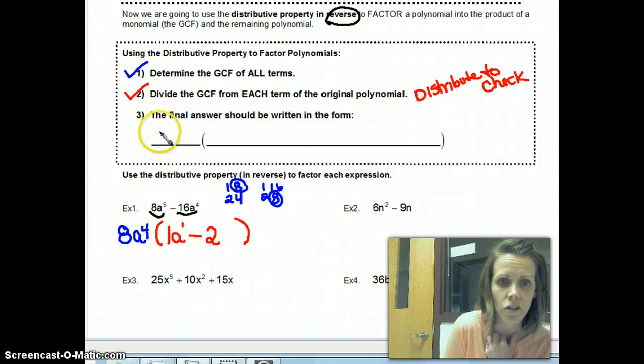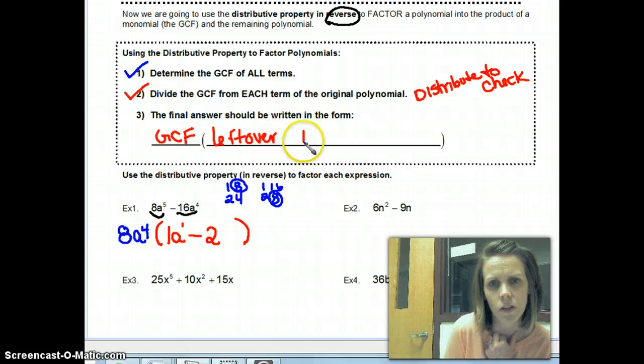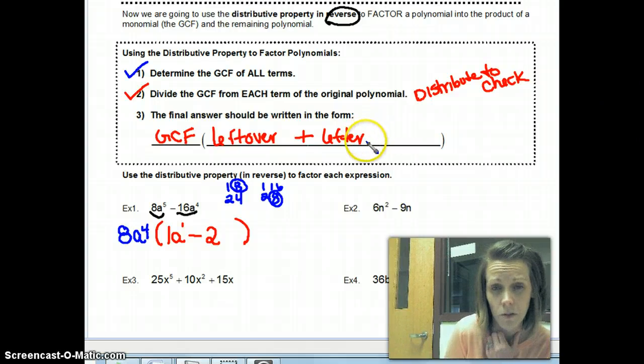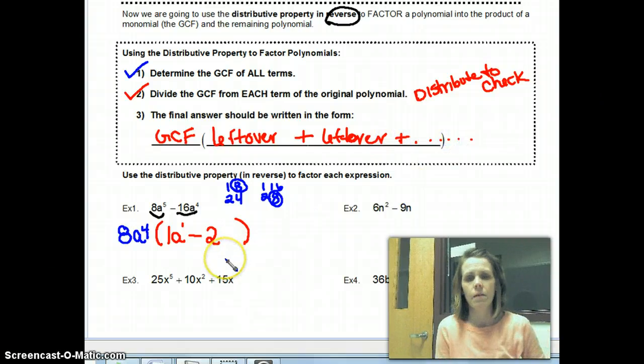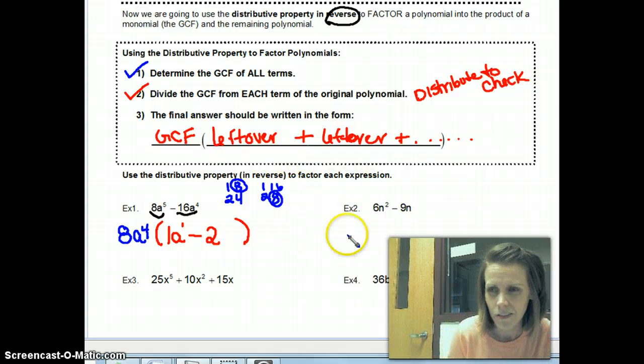So your final answer should have the GCF on the outside, and then everything that's left over from each of your terms should be on the inside of the parentheses, okay? Leftover plus leftover, and it could go on for however many terms you have left. Leftover plus blah, blah, blah, okay? So I always think of my mom's meatloaf, you know, put your leftovers in there. Mom, meatloaf.